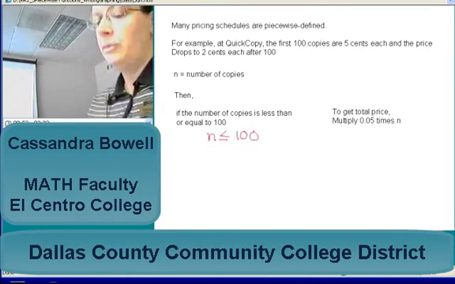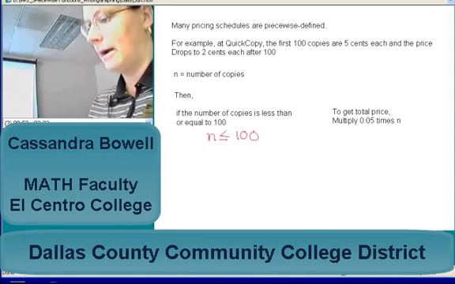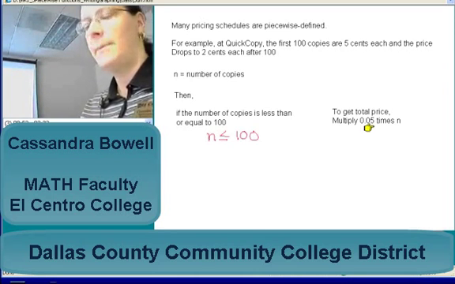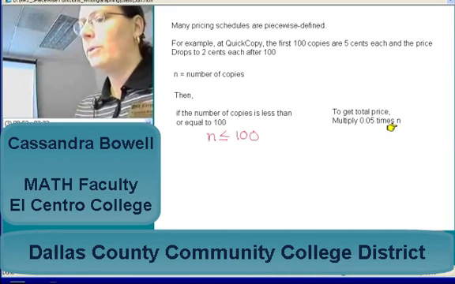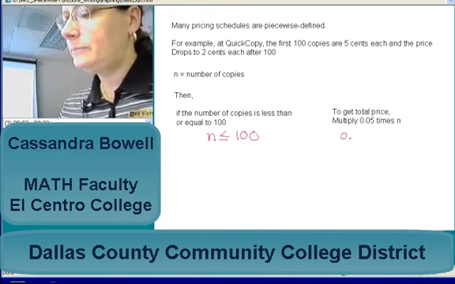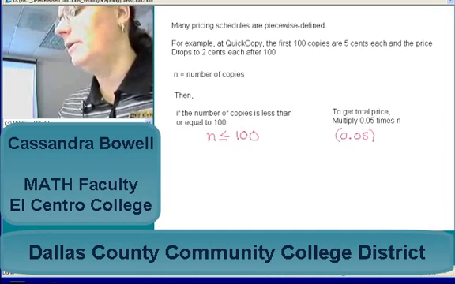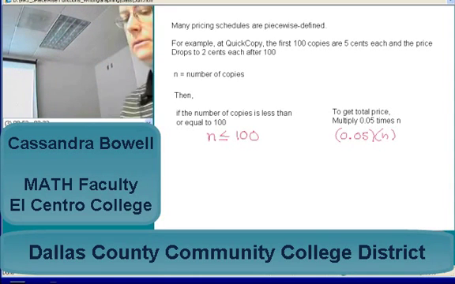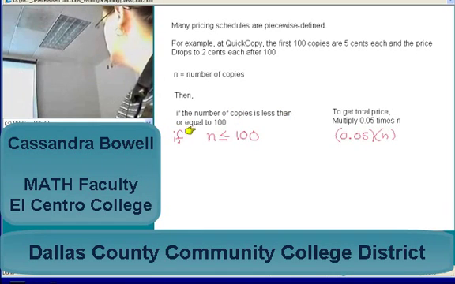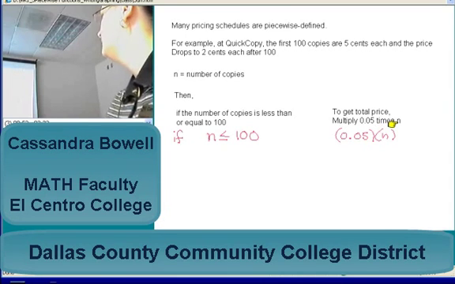If we had that situation, then to get the total price, if I had 75 copies, the total price is going to be 5 cents times 75. The total price here is going to be 5 cents times n, whatever n is, if n is less than or equal to 100. So here's what we say verbally: if the number of copies is less than or equal to 100, then to get the total price, we multiply 5 cents times n.